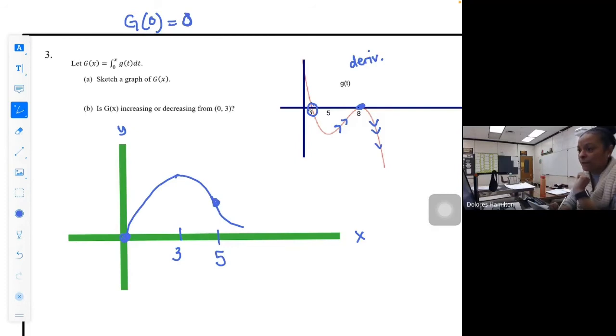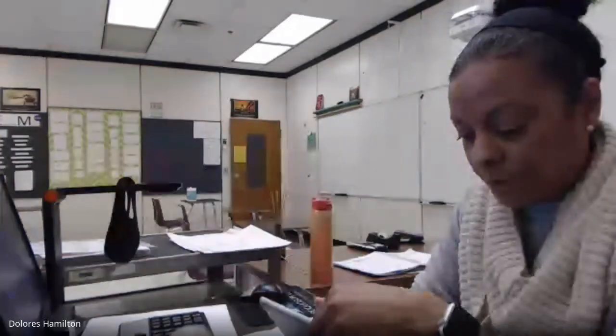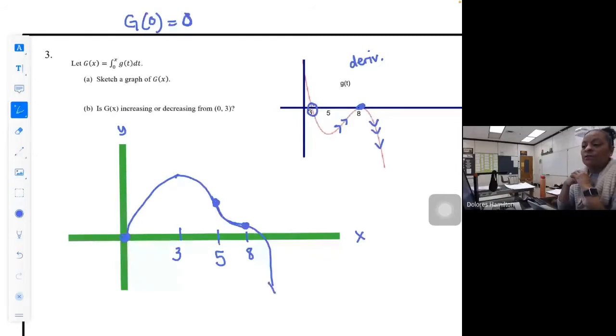That's an inflection point. So that tells me that at 8, let's say 8 is right there, I have an inflection point. So now my graph has shifted from concave up to concave down. And this is a decent sketch of my big G. And then B, is it increasing or decreasing? Well, I can look at the graph that we just sketched, and I could say that it's increasing because my derivative is positive for those values there.